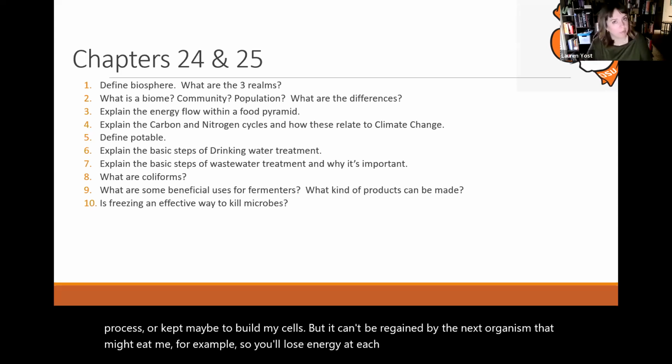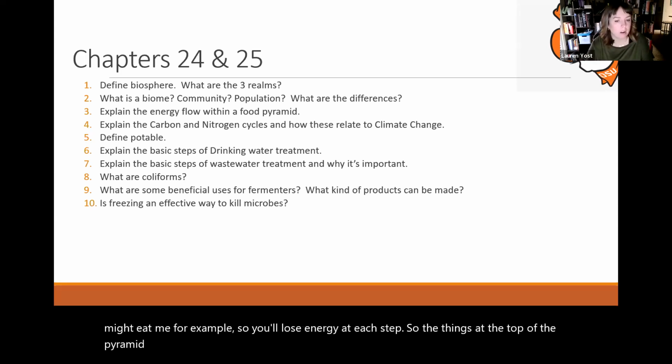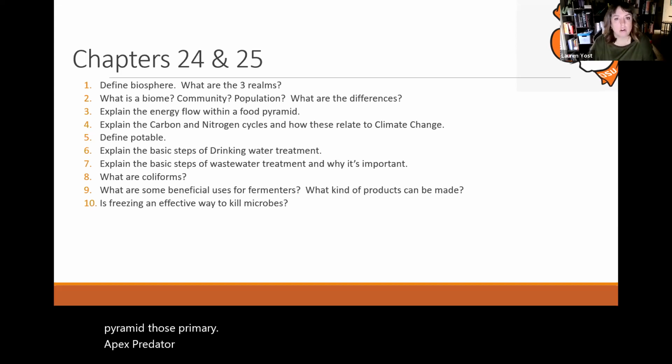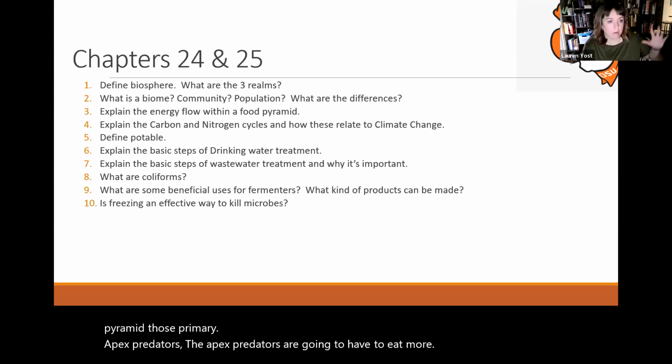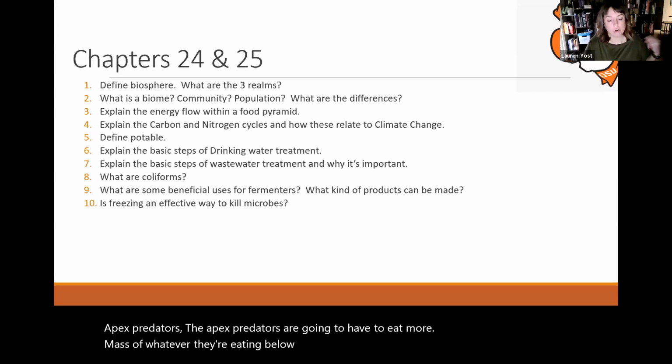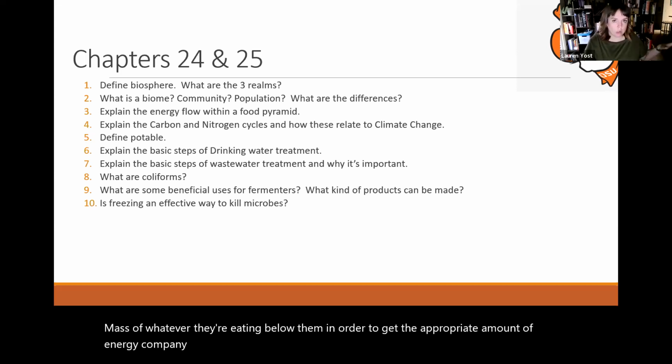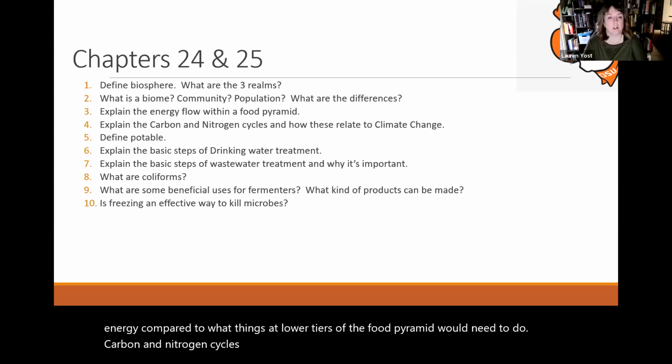So things at the top of the pyramid, the apex predators, are going to have to eat more mass of whatever they're eating below them in order to get the appropriate amount of energy compared to what things at lower tiers of the food pyramid would need to do. Carbon and nitrogen cycles and climate change.